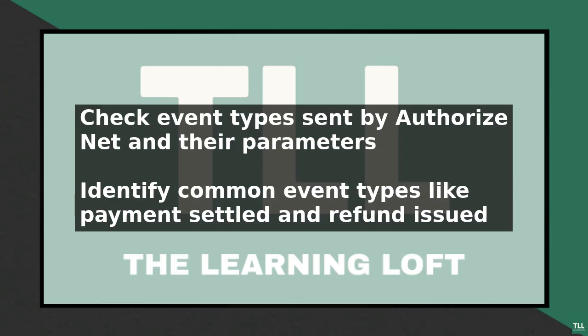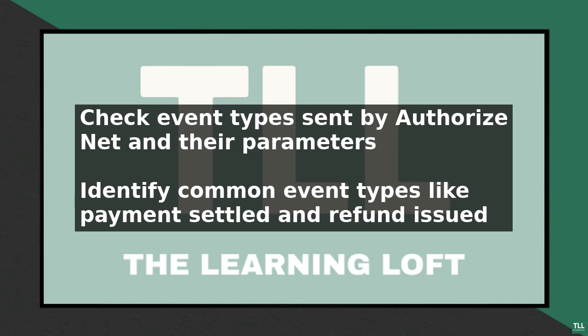Next, check the event types that are being sent by Authorize.Net. Common event types include payment settled, payment failed, and refund issued. Each event type has a specific set of parameters that are sent with the notification.